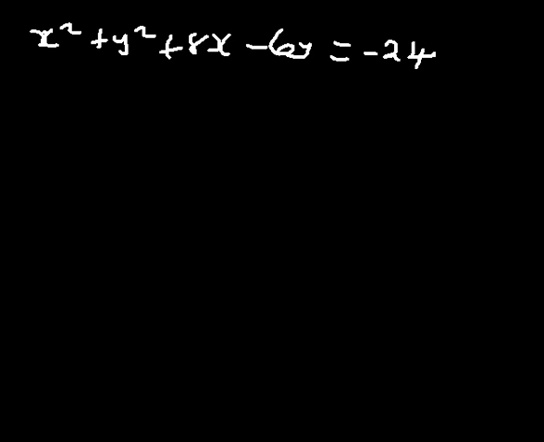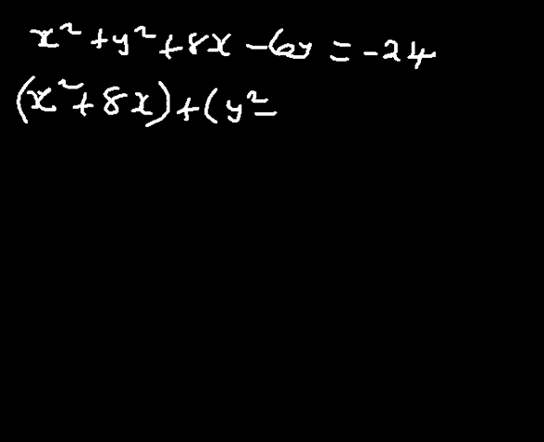So now, the principle remains the same. If we have a constant value, that has to be transferred to the other side, which it already is. Next, bring those families together. We have the x family as well as the y family. In that case, we have x squared plus 8x, that is the family, plus y squared minus 6y, that is the family, which is equal to negative 24.